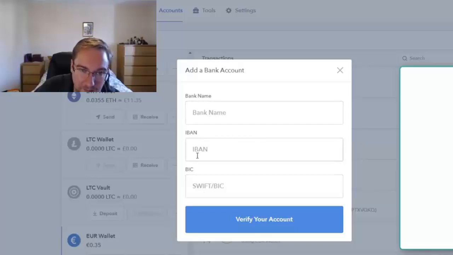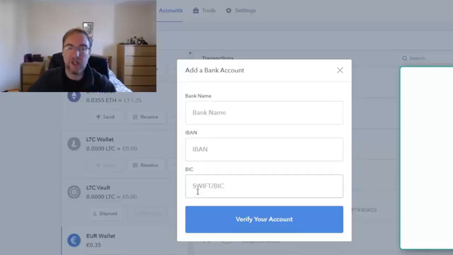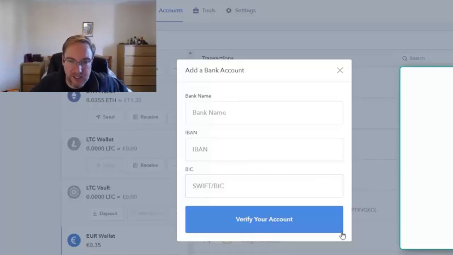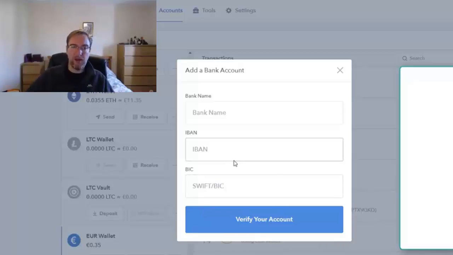So you'll need the bank name, the IBAN number, and the SWIFT code. Once you have that, it will give you a reference number. You can kind of see the end of my reference number here. That reference number needs to go into your payment information. So when you go to your bank, say if you're banking with Lloyds or HSBC or whoever it may be, when you send that payment, it will have to include that reference number.